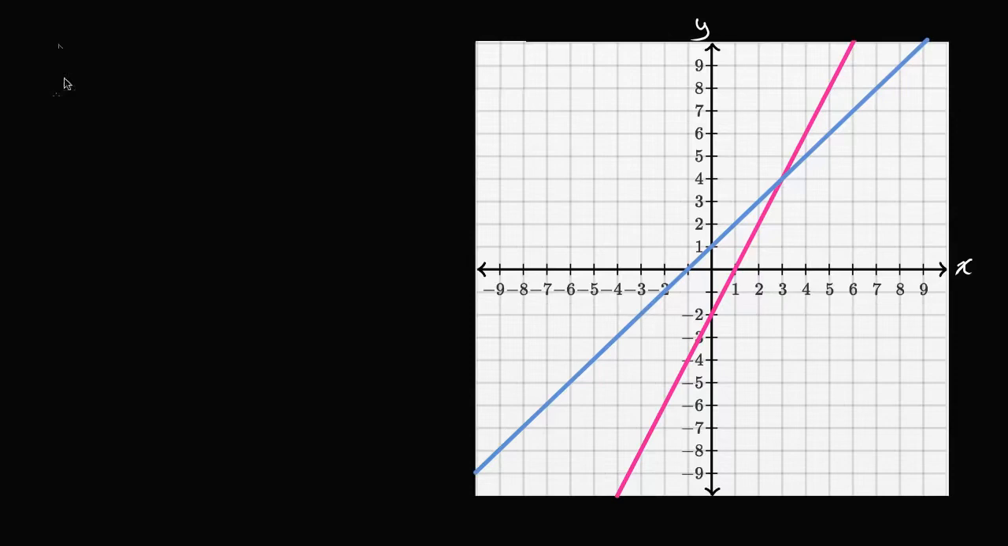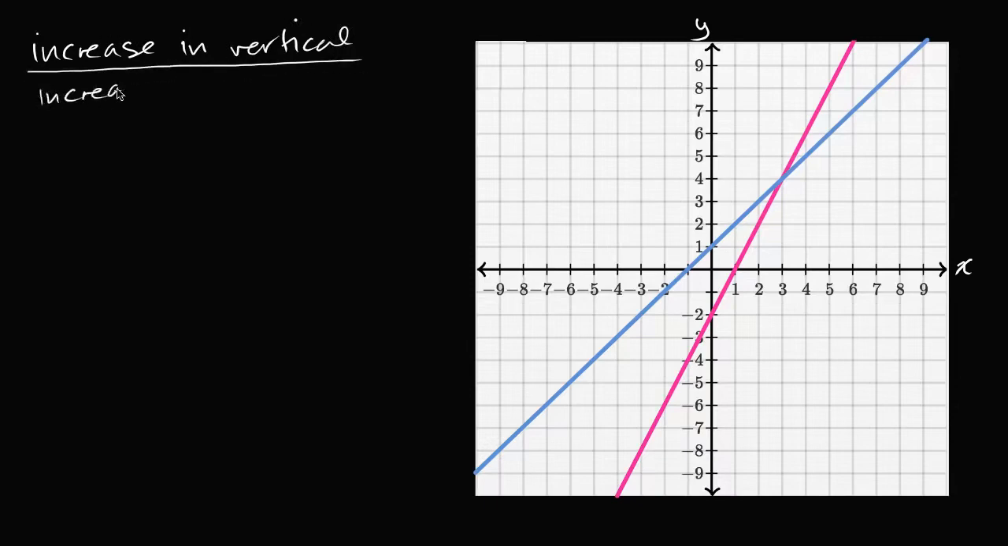So let's write this down. Let's say an increase in vertical for a given increase in horizontal. So how could this give us a value?